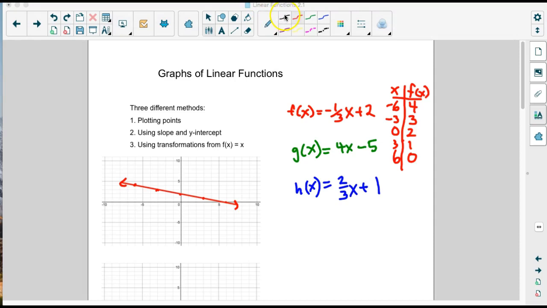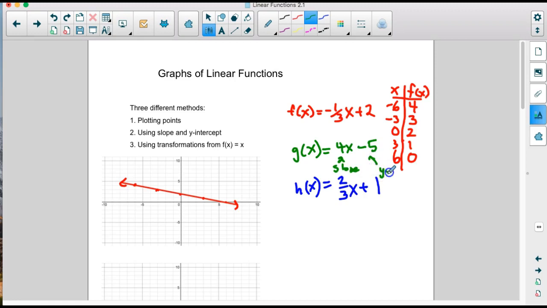Alright, in the next method we would use the slope and the y-intercept. So when we look at the equation, we're going to use this g of x function. We're going to find the slope. Here's our slope, and here's the y-intercept. Okay, so the y-intercept is -5, so that means we would start by graphing the y-intercept first. So using the slope and the intercept, we're going to do this slope here.